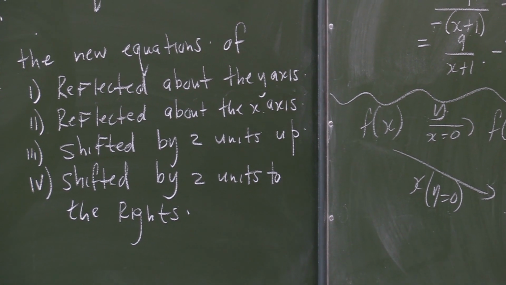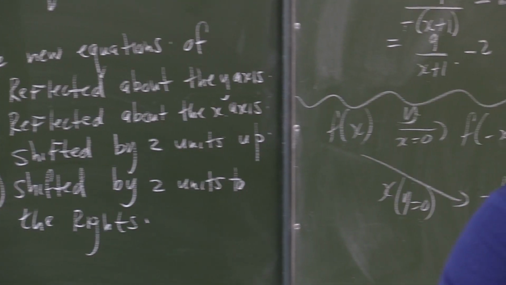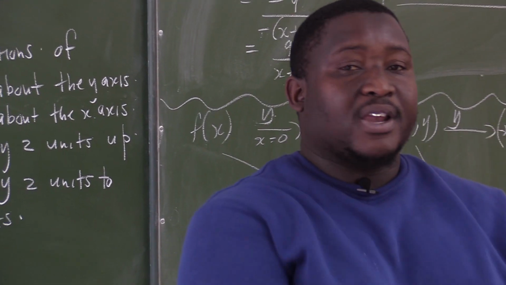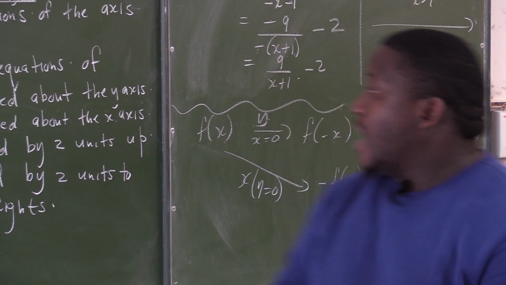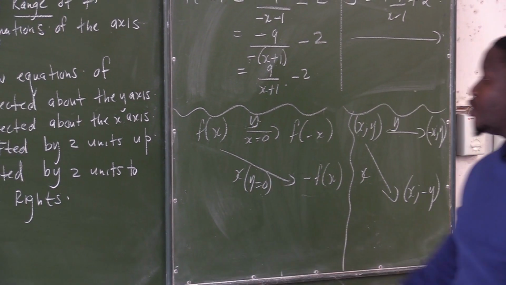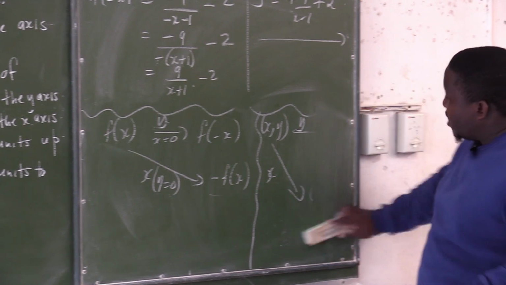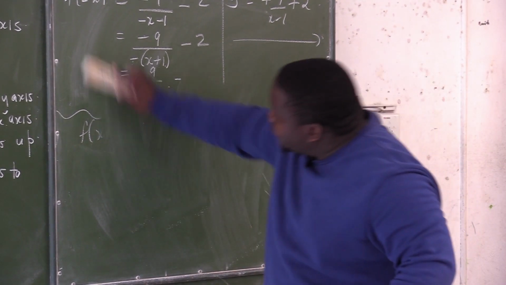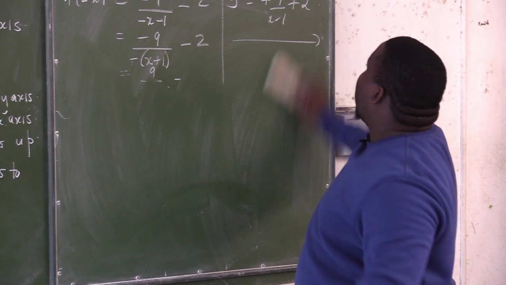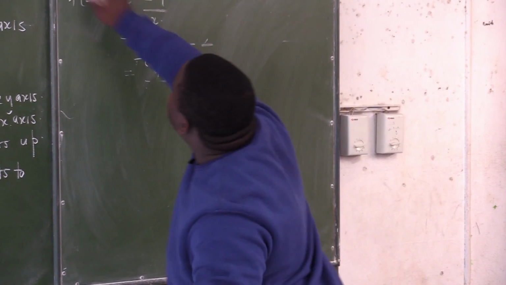Now, shift. What is happening when you shift the graph? It means you are moving the graph. Yes, you shift, you move the graph up or down. Now, how are we going to give the new equation if we are to shift the graph of f? I am shifting now the graph of f.